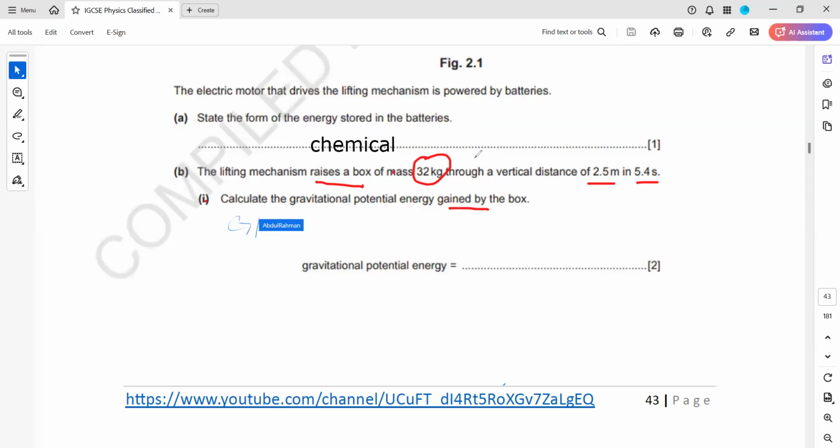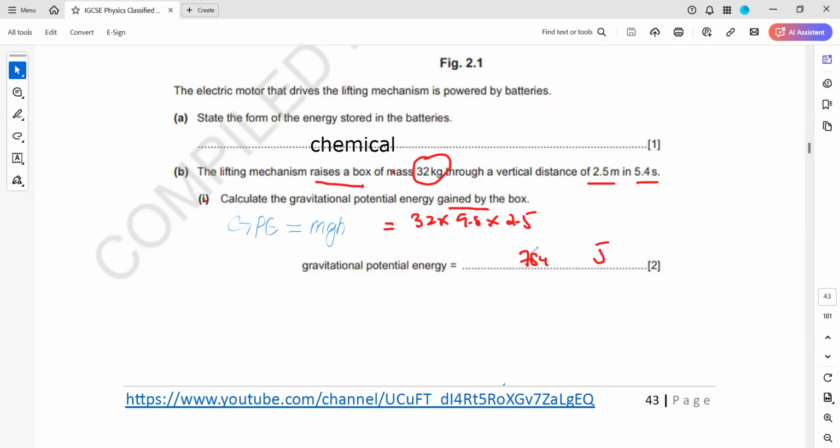Whenever you're solving a question in physics, 1 mark is for writing a formula or showing a substitution. So the gravitational potential energy, or GPE, equals mgh, mass into gravity into height. The mass of this object is 32. The gravity we will take as 9.8 and the height is 2.5. What's the gravitational potential energy?